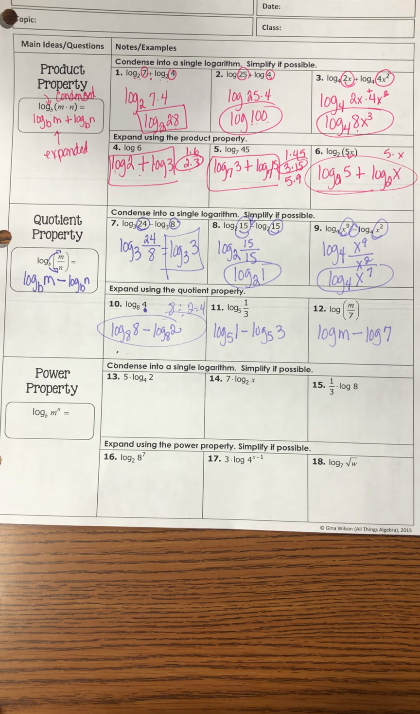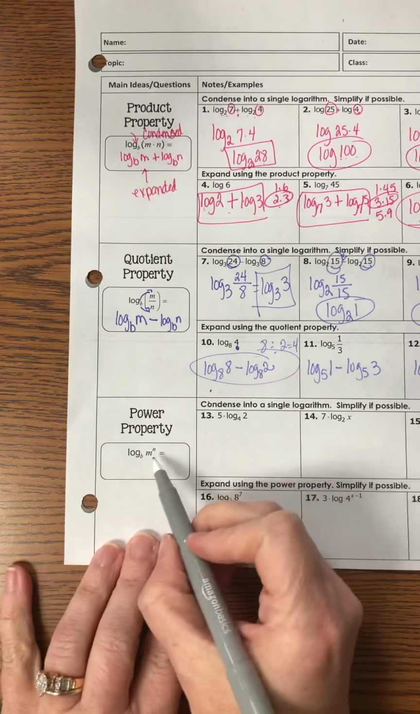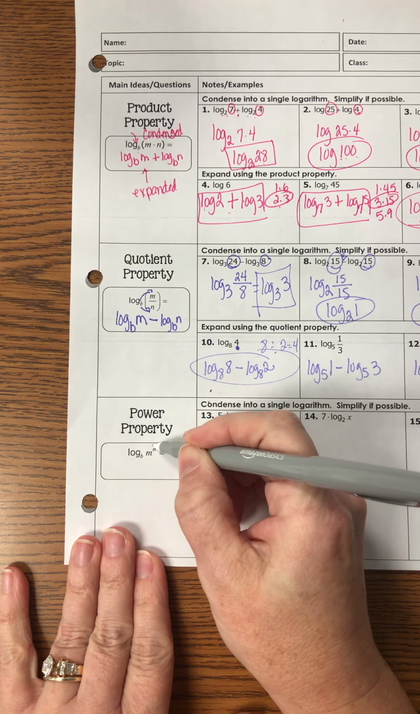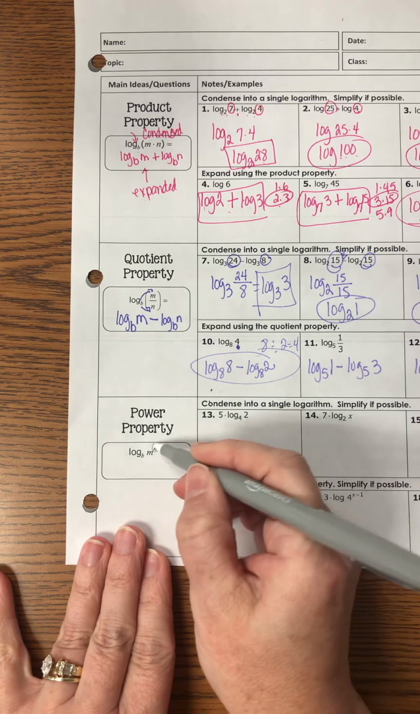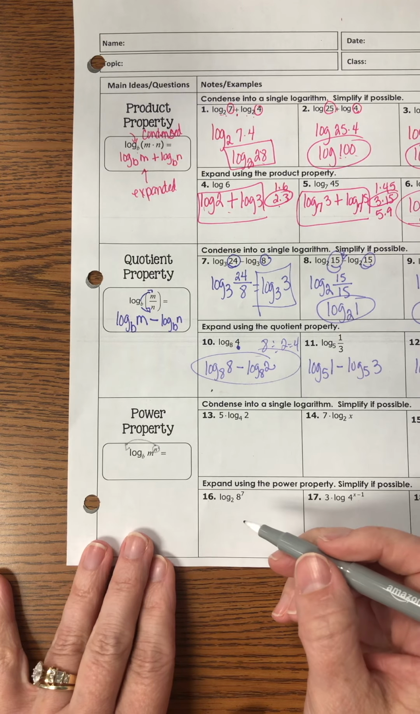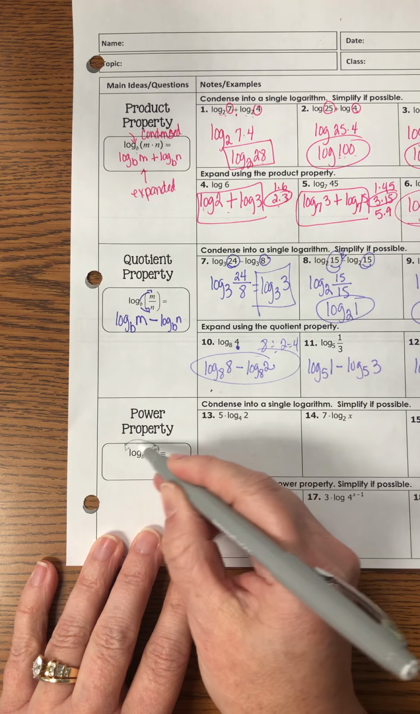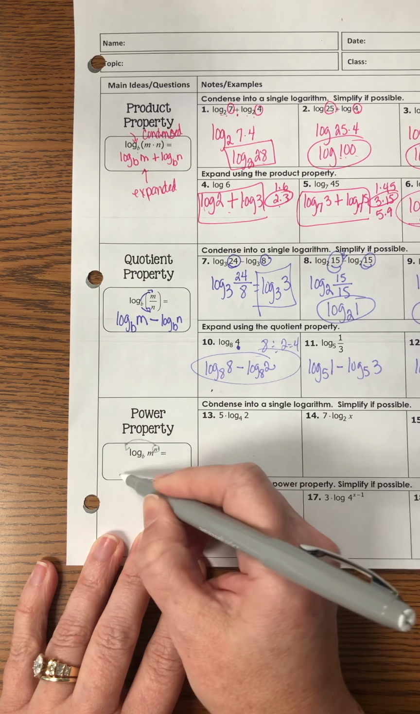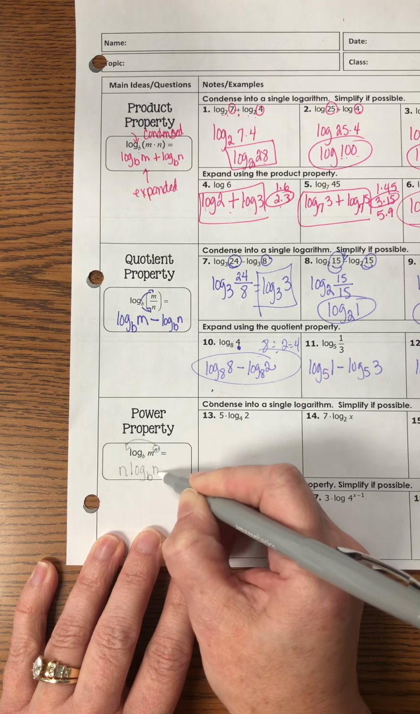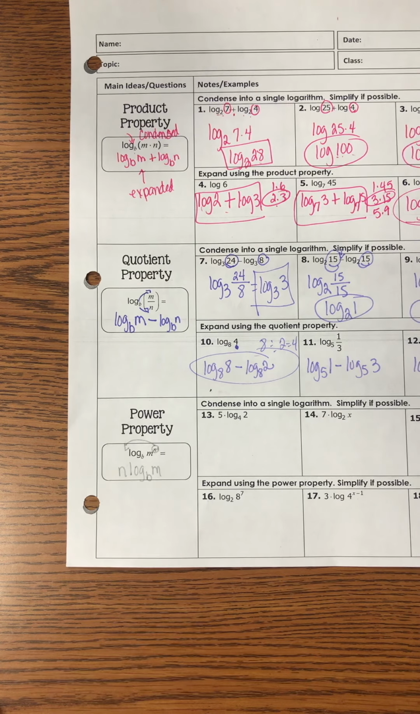Final thing on our worksheet is the power property. What the power property lets us do is, if we have log base b of m with an exponent N, we can take whatever our exponent is and bring it to the front of the logarithm as a big number instead of an exponent. So using the power property, this would be N times log base b of m. That's just another way to write the same thing.